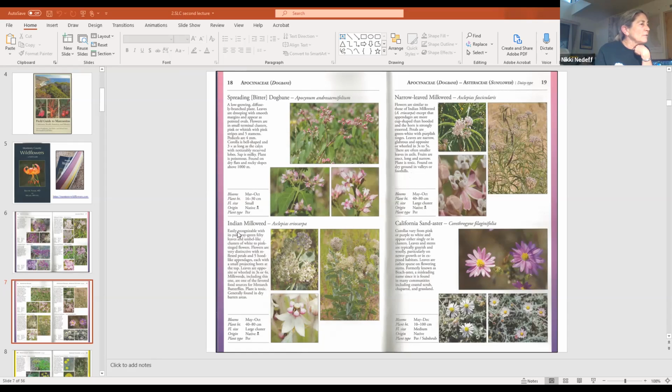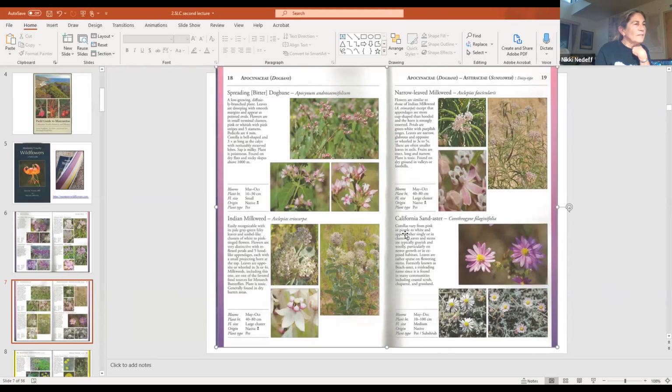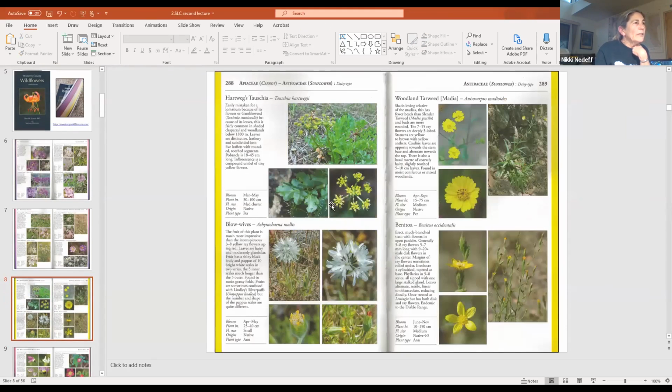Actually, there's 3 different ones, but hey, Apocynaceae, the next family is the Asteraceae. And we talked about those last week. The sunflower family, the daisies, and the thistles, and weird stuff like Madias, the Asteraceae. Here we are in the yellow section of the book.